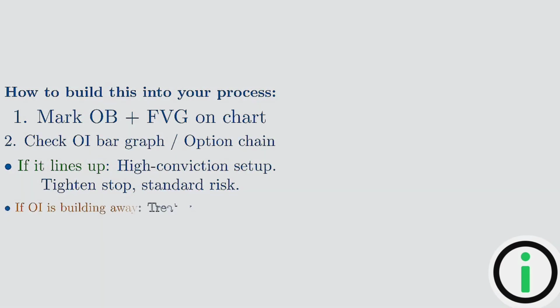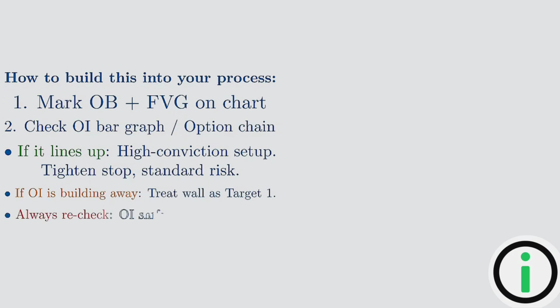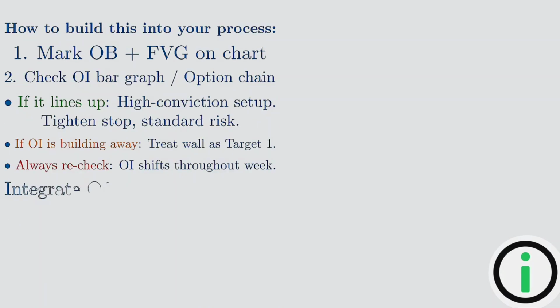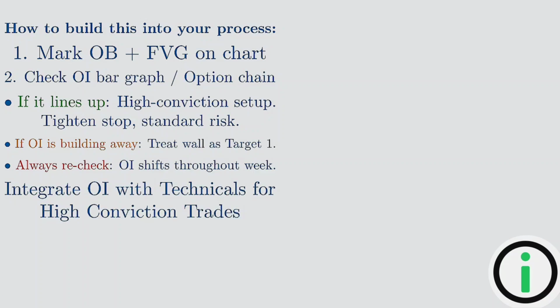If OI is building away, treat that further wall as your first target, as price is likely to be pulled there. Always recheck your data. OI shifts throughout the week, and a wall from 2 days ago might be gone today. By the end of this scene, you should be able to integrate open interest data into your technical chart analysis to identify the highest conviction trades.